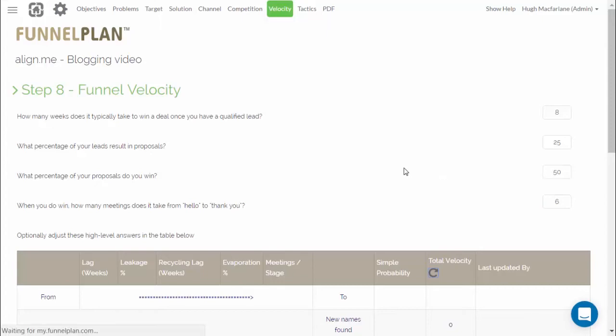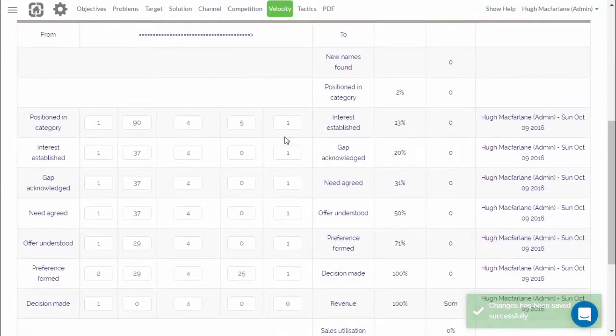And here's what I'm going to change. I have to get into the detail to do it though. I'm going to have no meetings from positions to interested. That is, I'm not going to use my salespeople to get my customers or my prospects interested. I'm going to use marketing to do that.